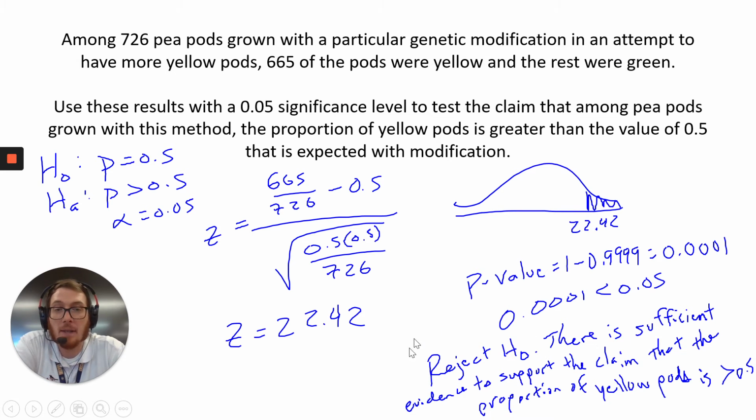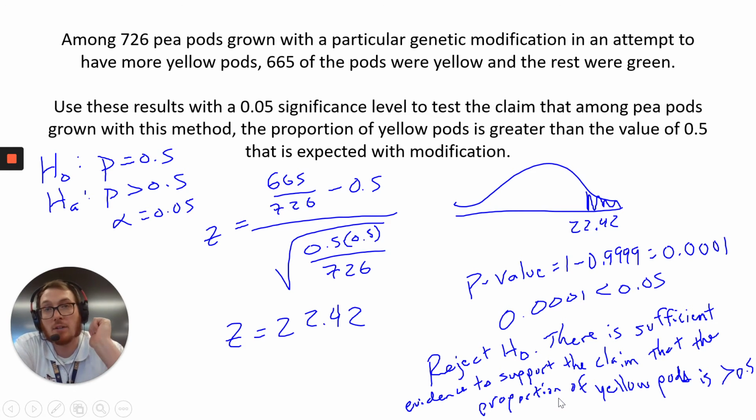Now we have to explain ourselves when we reject or fail to reject. We reject the null hypothesis, which then says there's significant evidence to support the claim that the alternative, which is the proportion of yellow pods is greater than 0.5. Okay, there's all of these steps involved in order to answer this question, and all are necessary because they all correlate together to come up with the conclusion that's written here in the bottom right.